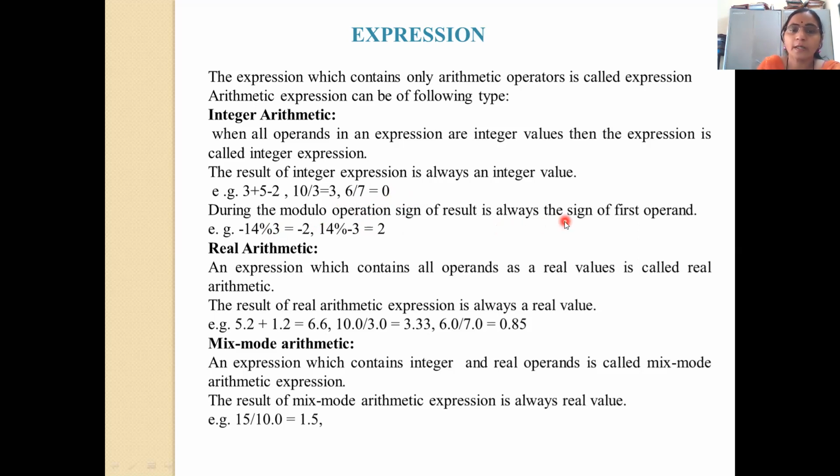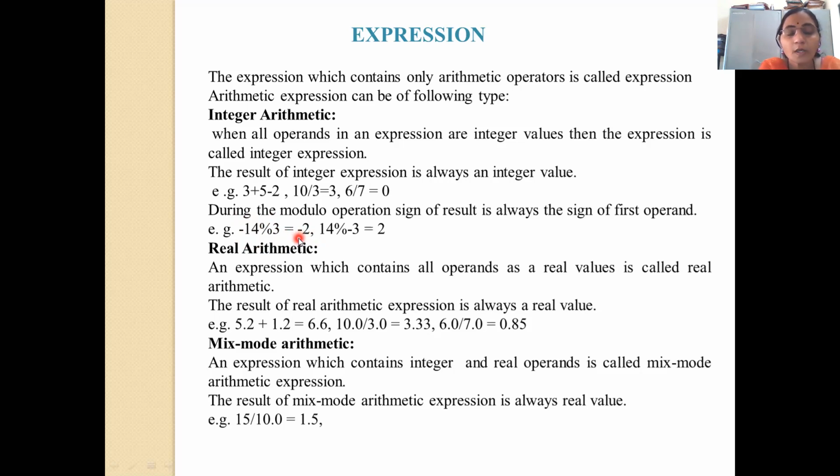You should remember, in case of modulo division, the sign of the result is always the sign of the first operand. See the first example: minus 14 modulo 3. What is the first operand? Minus 14. And the second operand is 3. After the modulo division, the remainder is: 3 fours are 12, 14 minus 12 is 2. 2 is the remainder, and the sign is always the sign of the first operand. The first operand is a negative number, and that's why your result is again negative.